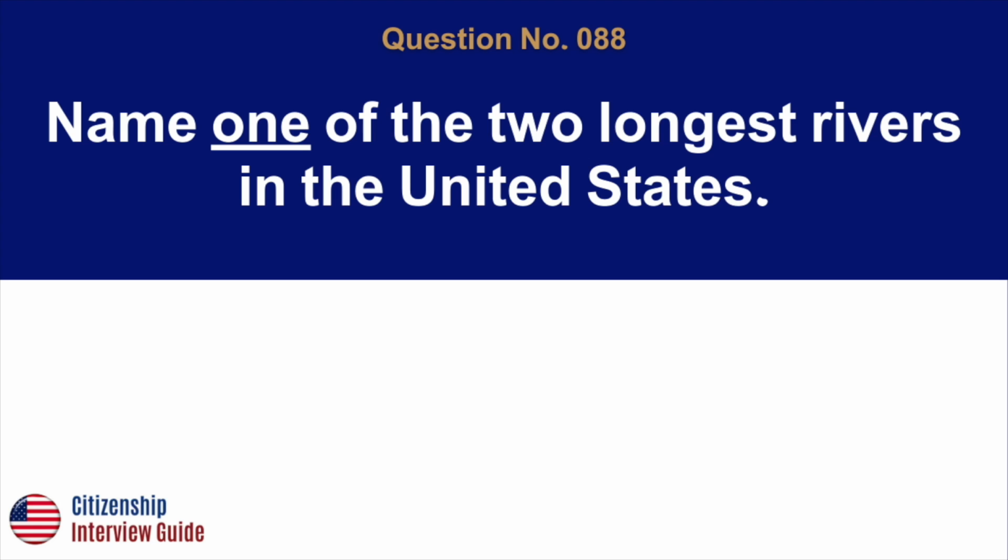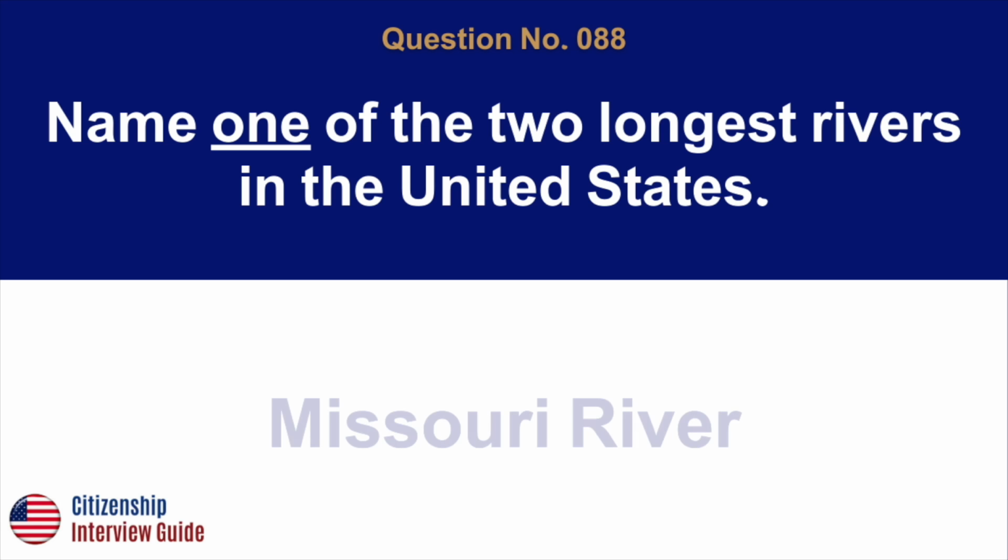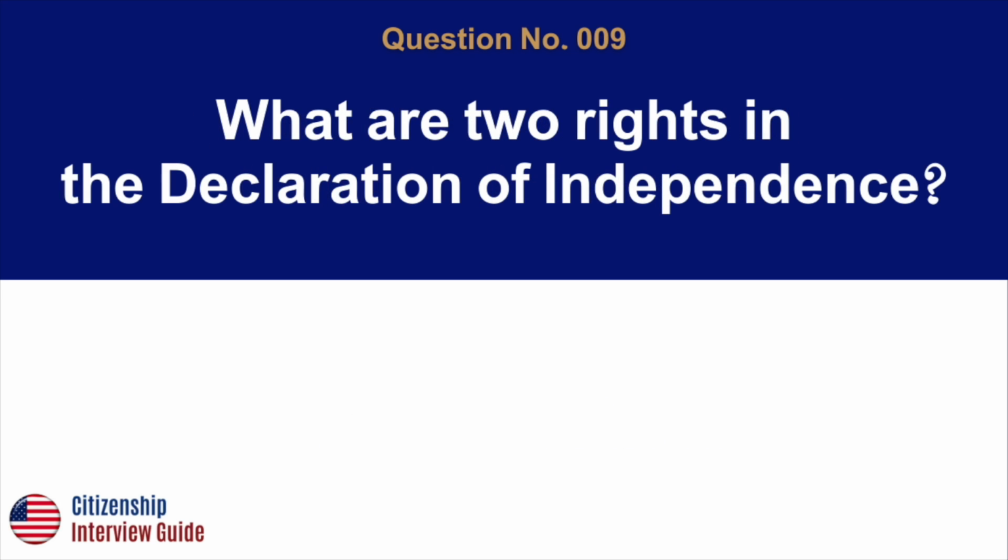Name one of the 2 longest rivers in the United States. Missouri River. What are 2 rights in the Declaration of Independence? Life, liberty.